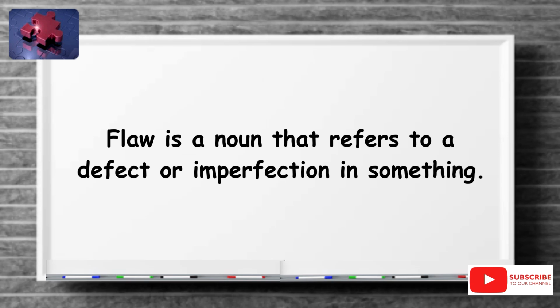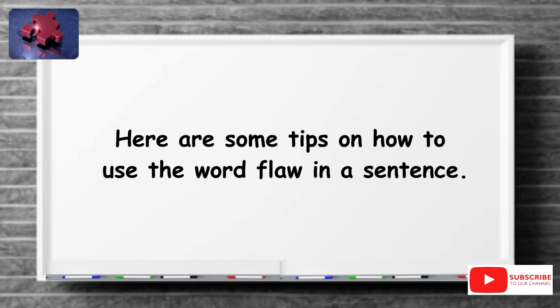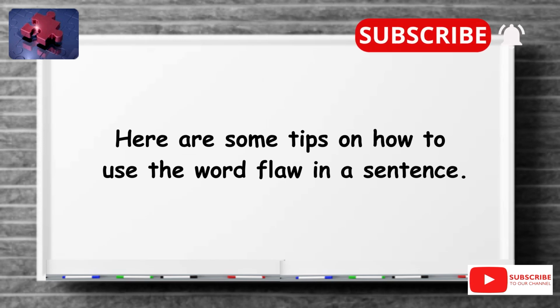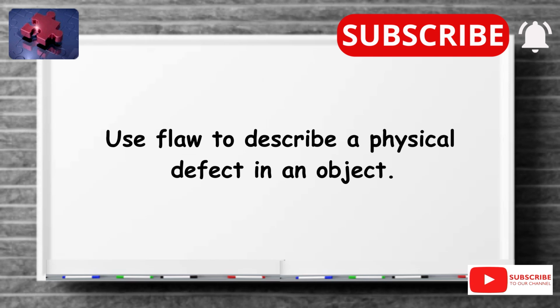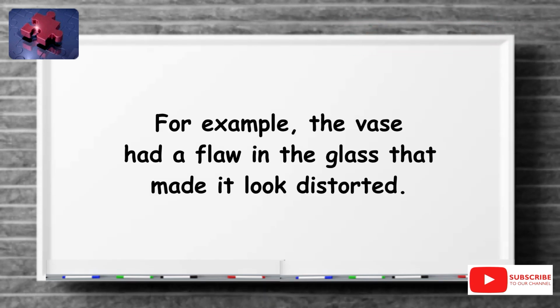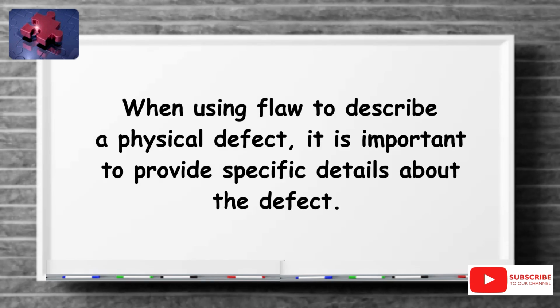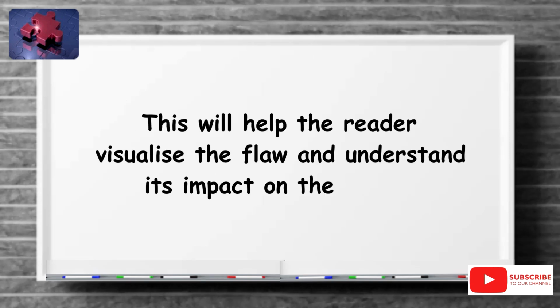Flaw is a noun that refers to a defect or imperfection in something. It can be used to describe a physical or non-physical defect in an object, a person, or an idea. Here are some tips on how to use the word flaw in a sentence. Use flaw to describe a physical defect in an object. For example, the vase had a flaw in the glass that made it look distorted. When using flaw to describe a physical defect, it is important to provide specific details about the defect. This will help the reader visualize the flaw and understand its impact on the object.